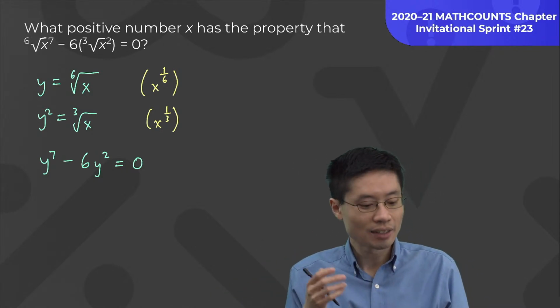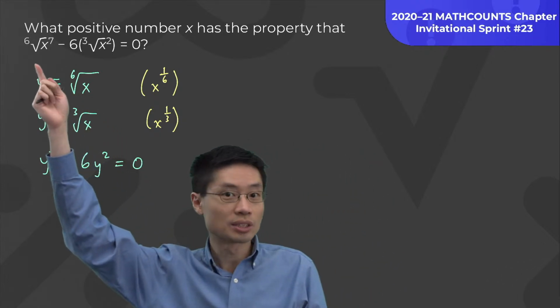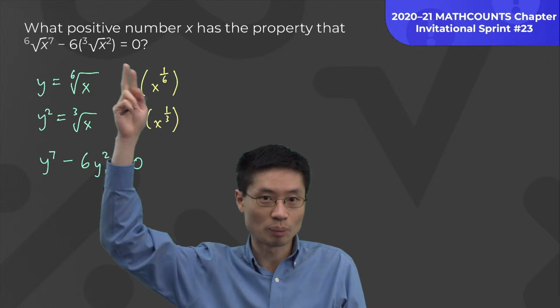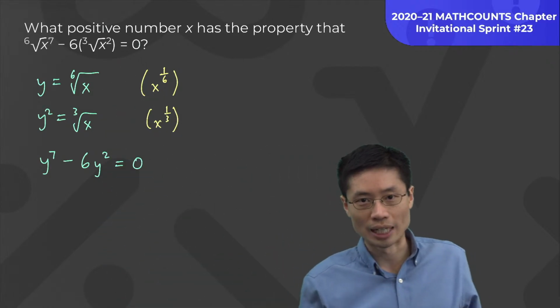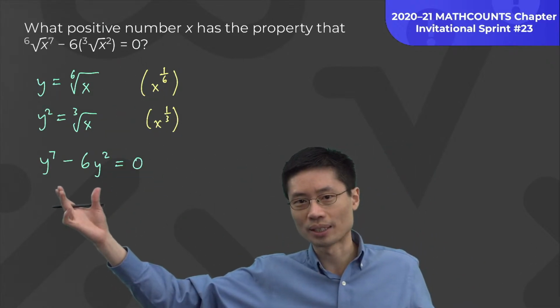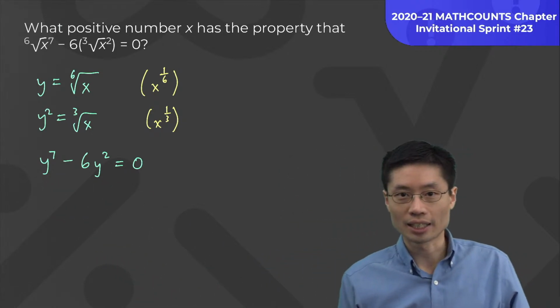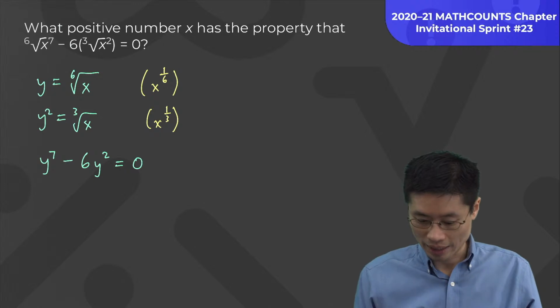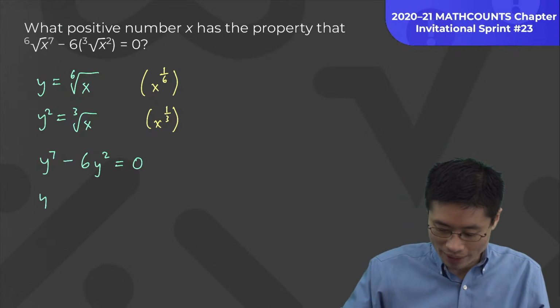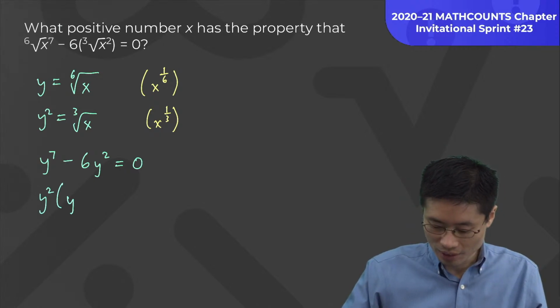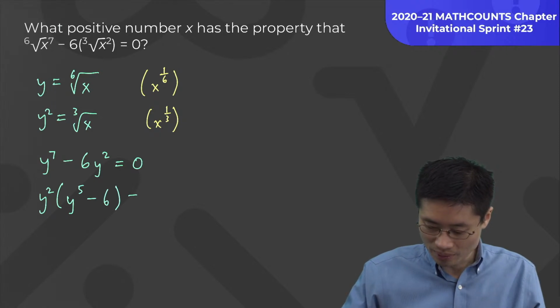Okay, because if I have the 6th root of x, then the 6th root of x to the power 7 is going to be x to the power 7 over 6, actually. This is x to the power 2/3. Let's keep trying, because I'm wondering why the question didn't say simplest radical form. Now, if I see this thing, I can continue to work on this, and I'll get y squared. I'll factor it. Y to the power 5 minus 6 is equal to 0.